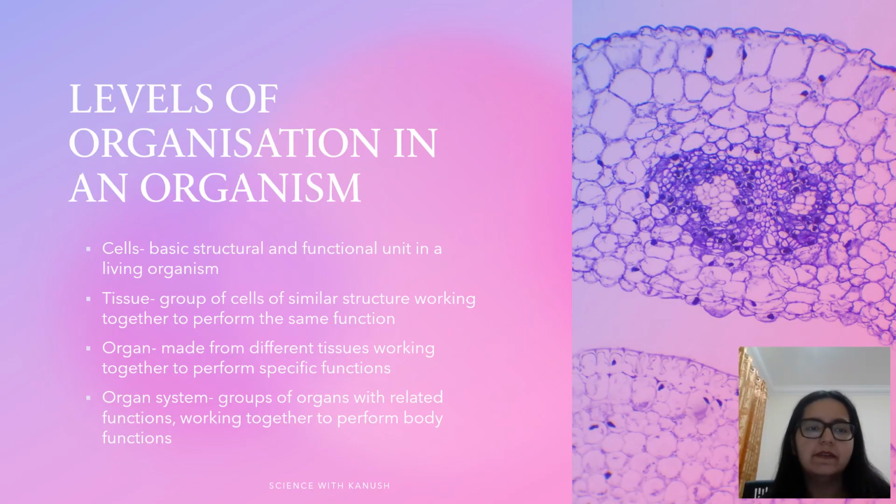So now we have the levels of organization in an organism. So cells are the basic structural and functional unit in our living organisms. Many similar cells, when they work together to perform the same function, are called a tissue, and many different tissues, when they work together to perform specific functions, are called an organ. And an organ system is when a group of organs with related functions work together.